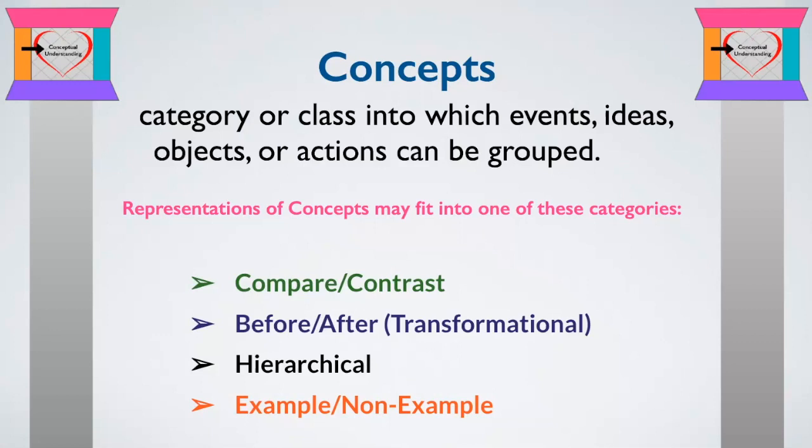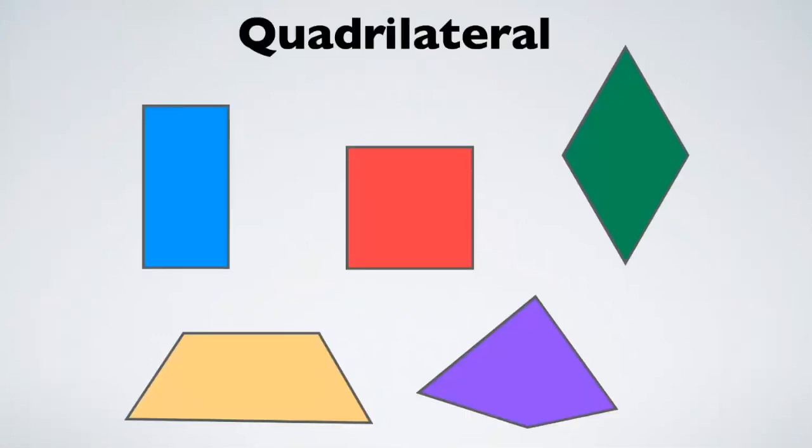For my example, we're going to look at the concept of identifying and categorizing quadrilaterals. Quadrilaterals are polygons with 4 sides. If you are unfamiliar with the definition of a polygon, it is any closed shape with all straight sides.